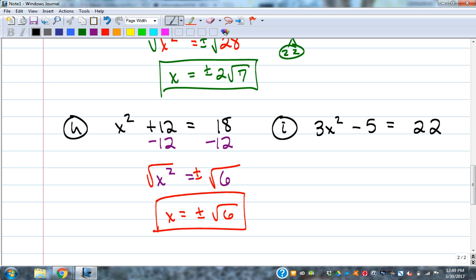Which ones? Both of those operations will be used, but which one happens first? We're going to add 5 first because we're trying to get what part doesn't have an x squared. The 5 doesn't, so that's the part we need to move first. So we're going to add the 5 first. And that's going to give us 3x squared is equal to 27. And then we can divide by that 3. X squared equals 9.